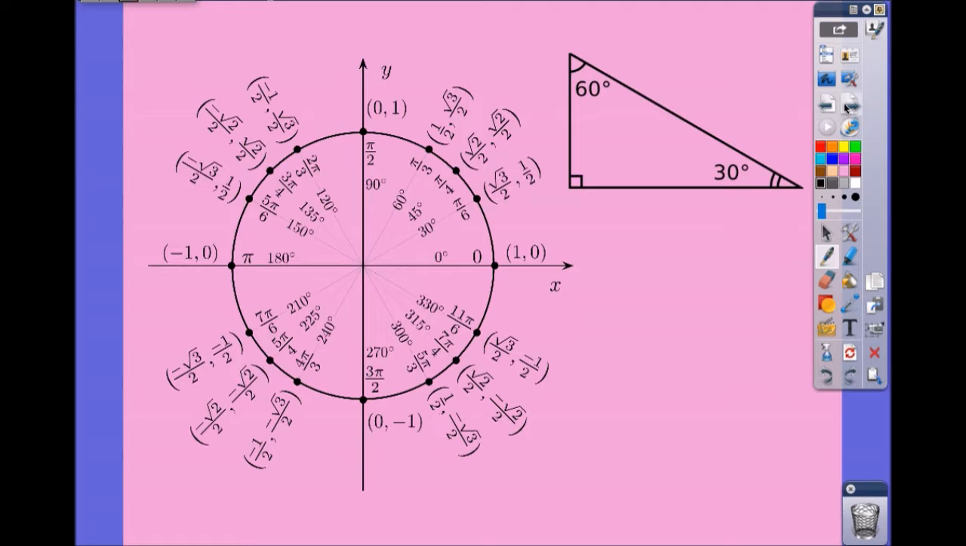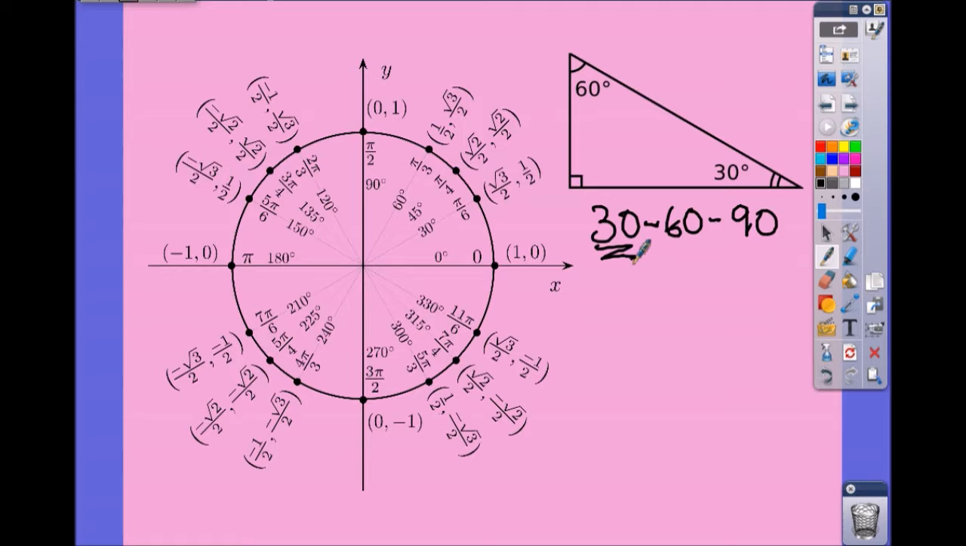Now, let's move on to the application of the unit circle in trigonometry. Let's look at the triangle for a second first. This is a standard 30, 60, 90 triangle, which we can use to find the sine, cosine, and tangent of, for example, the angle 30 degrees.